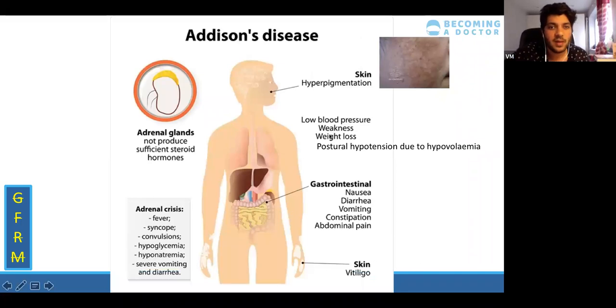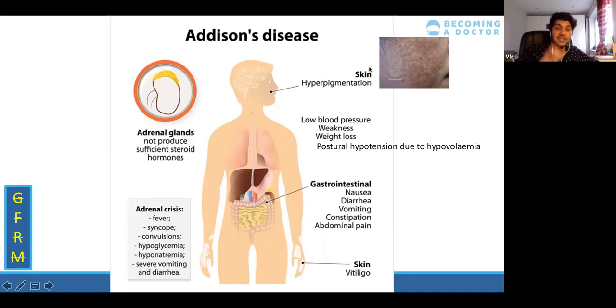You have low blood pressure and weakness because you don't have the aldosterone causing your water retention and sodium retention. As a result, the patients might fall over because they get postural hypotension because they're lacking enough volume in their blood. They're weak, that causes the gastrointestinal system symptoms that you see here.